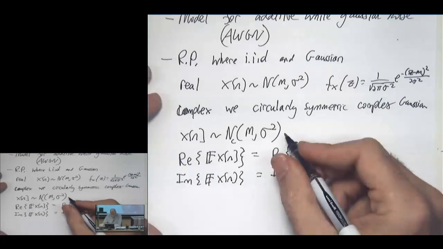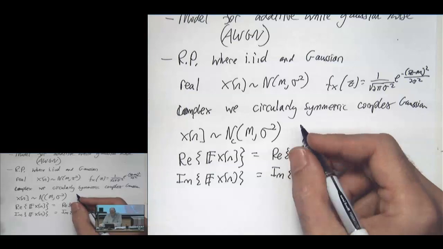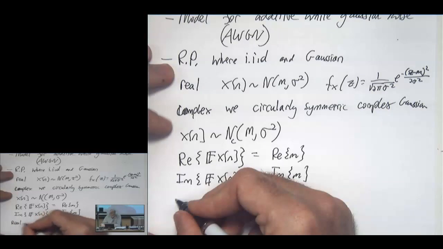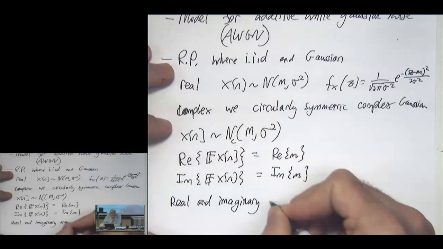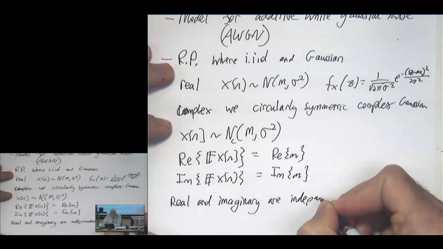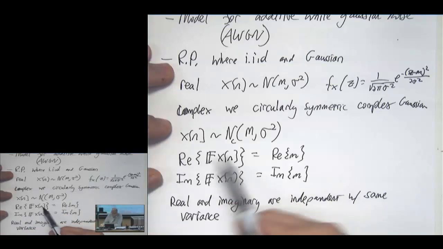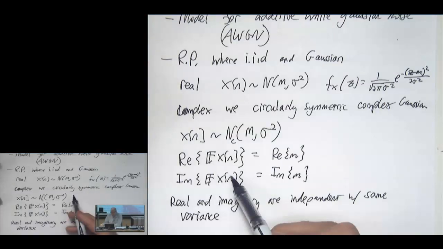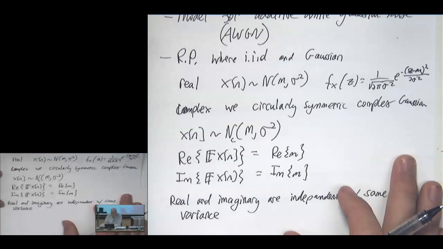And then, let's see here, the real and imaginary parts are independent with the same variance here. And so the circular symmetric is this independence between the real and imaginary. You could actually have them being correlated, and then that would give you a more general complex Gaussian random process, but that doesn't model what we see in communication systems.